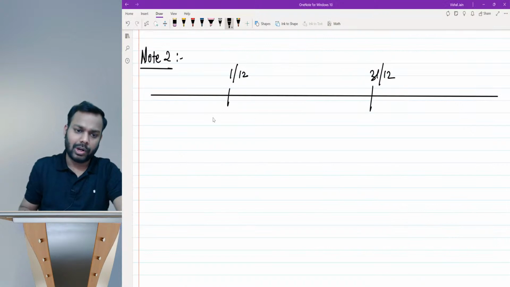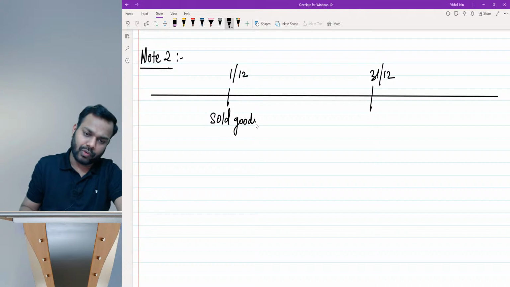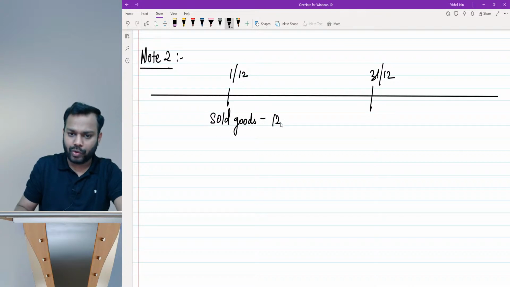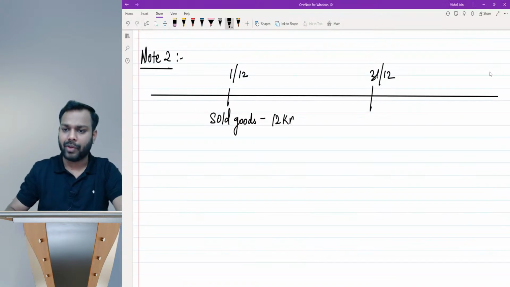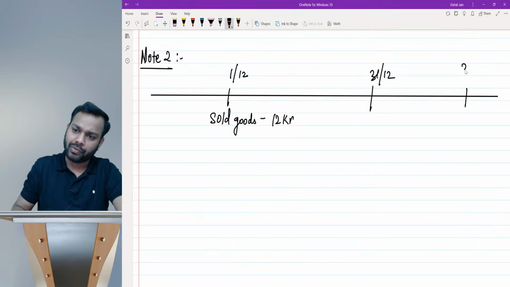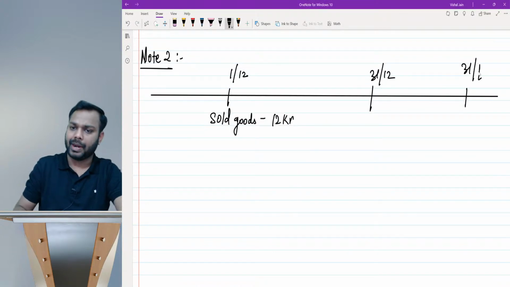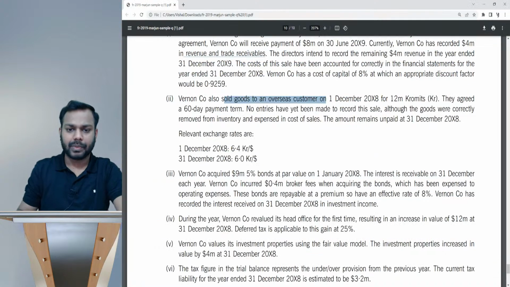Sold goods to an overseas customer for 12 cromits. They agreed to a 60-day payment term, which means it will be paid on 31st January. But this is my year end date, right?